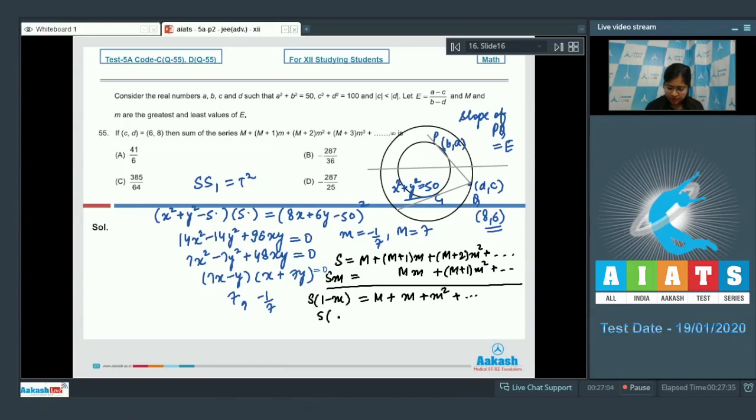So this is S into 1 plus 1 by 7, that is 8 by 7, is equal to 7 plus (7 minus 1 by 7) upon 1 minus 1 by 7. So this is 7 plus 6 by 8... so 8S by 7 is equal to 55 by 8, that is S is equal to 385 divided by 64. So option number C is the correct answer.